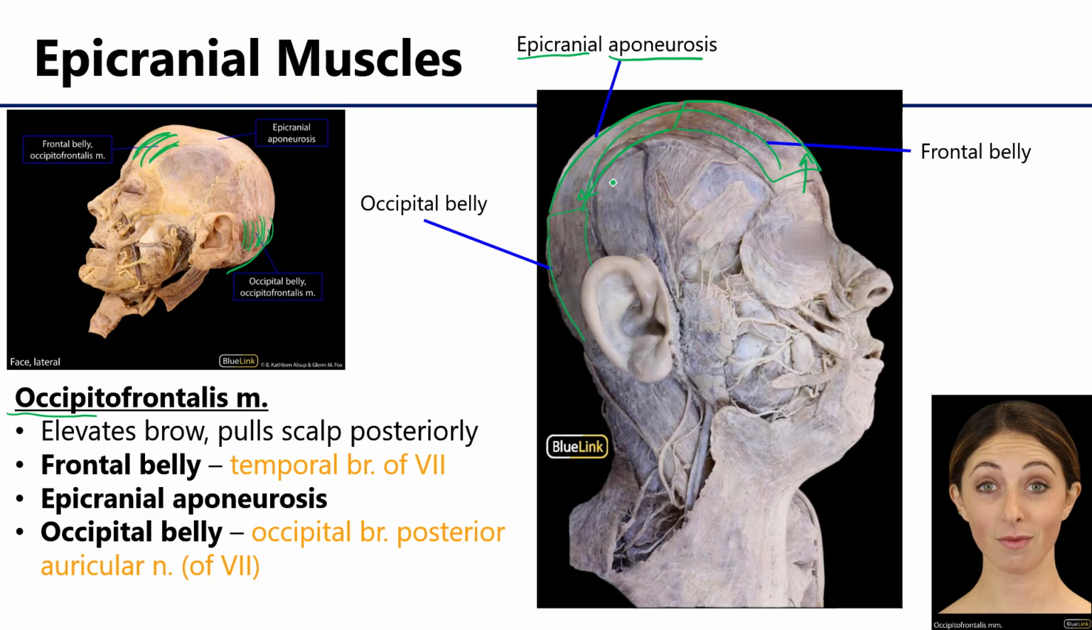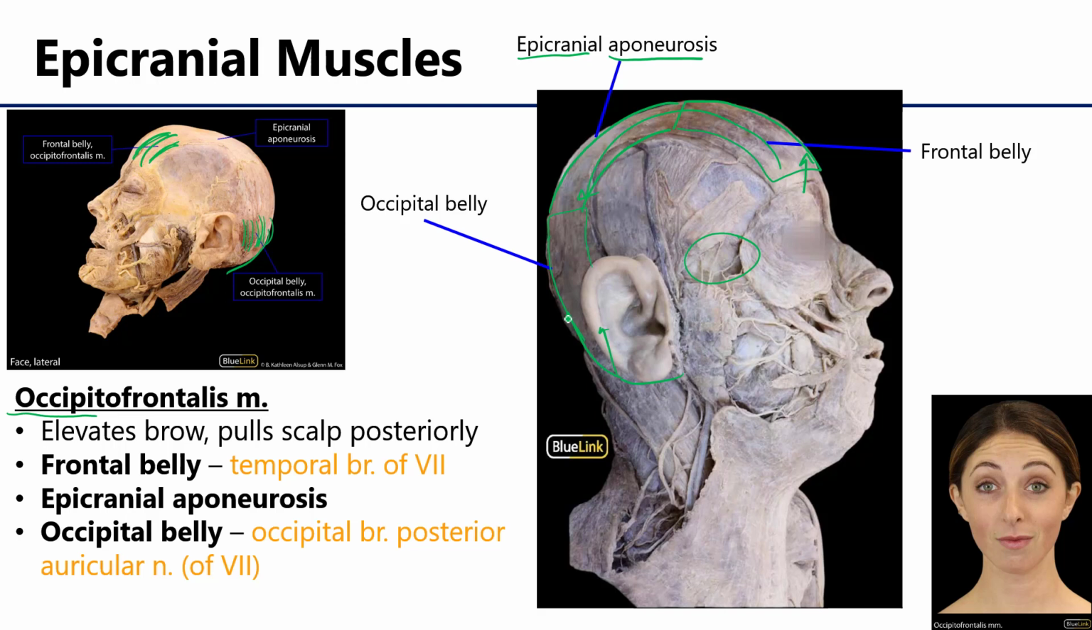So for the frontal belly, there are temporal branches of the facial nerve which innervate it. And for the occipital belly, there's a particular branch of the posterior auricular nerve of the facial nerve. That posterior auricular nerve is heading that way after the motor trunk leaves the stylomastoid foramen. There are branches to auricular muscles, and then there is a branch to that occipital belly itself called the occipital branch of the posterior auricular nerve.